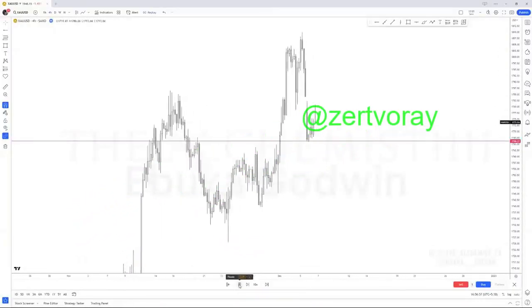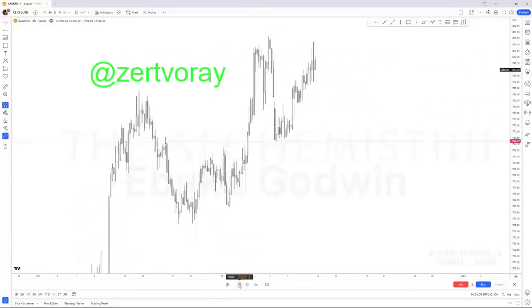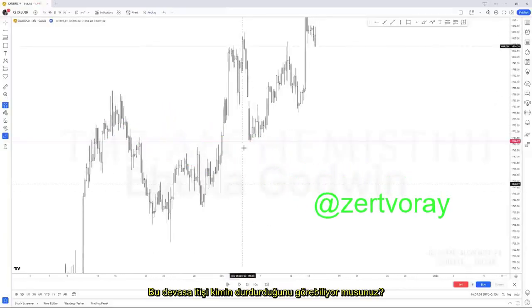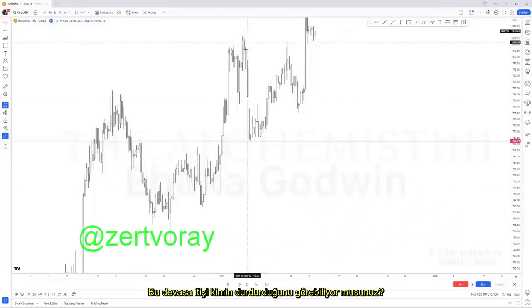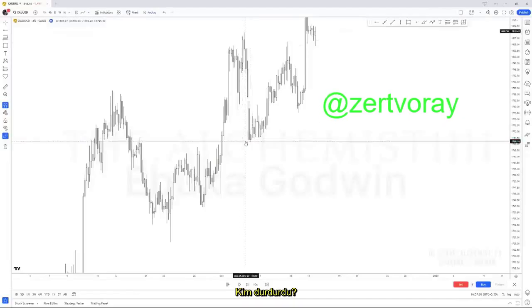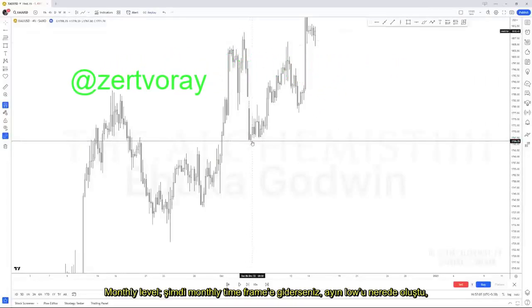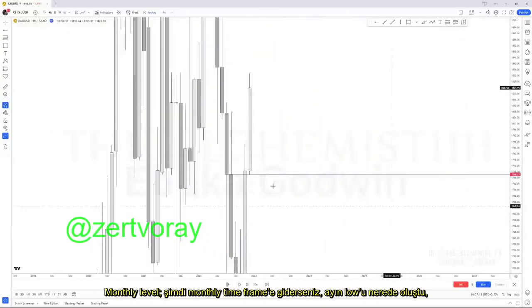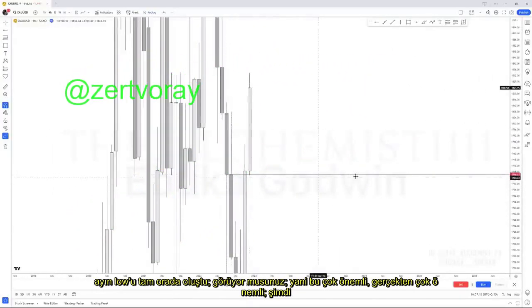Not yet. Oh, there it goes. Can you see who stopped this huge push? Who put an end to it? The monthly level. Now, if you go to monthly, where was the low of the month created? Right there. See that? So it's very important.